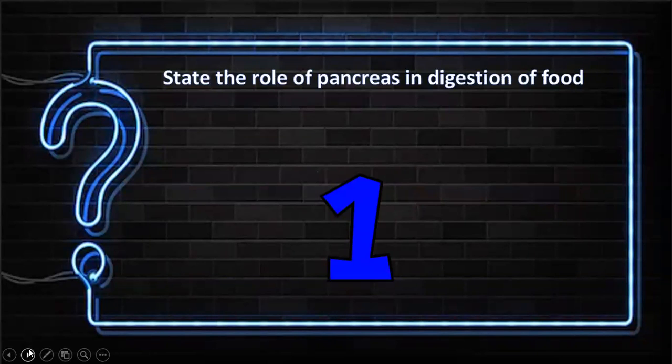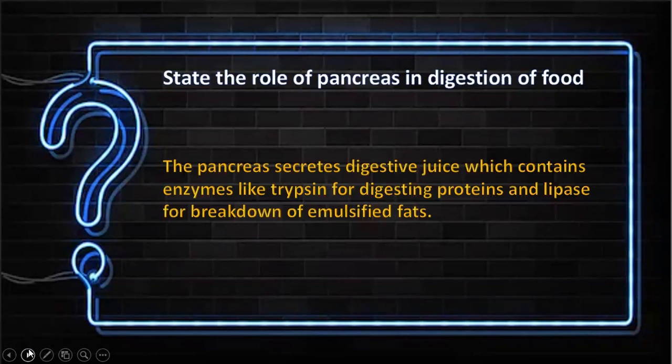Next question. State the role of the pancreas in the digestion of food. All of you know that there is a leaf-like structure known as the pancreas in the alimentary canal, right? So what is its role in digestion of food? The role of the pancreas is that it secretes digestive juices which contain enzymes like trypsin. For what is trypsin used? Trypsin is used for the digestion of proteins, and lipase. Lipase is used for the breakdown of emulsified fat. So what is emulsification of fat?